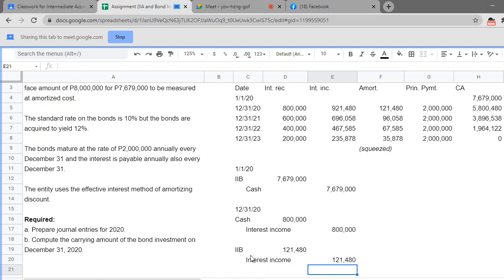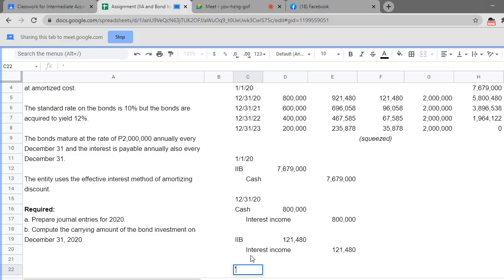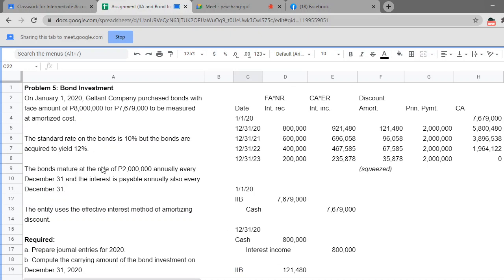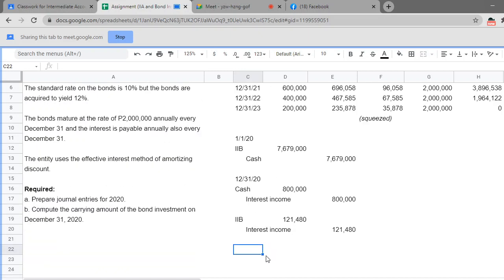Now, unsa pa'y pwedeng mahitabo on December 31? Mag-party, ma'am, because that is year-end. Yes. But aside from that, naa pay uban. Di ba, ana siya? The bonds mature at the rate of 2 million annually every December 31 pasabot. Nagbayad pud siya og 2 million for the principal. So, that would be 2 million payment. Okay? So, this is something new, ha? Sa kaninang problem. Walay ingani sa previous problems nato.